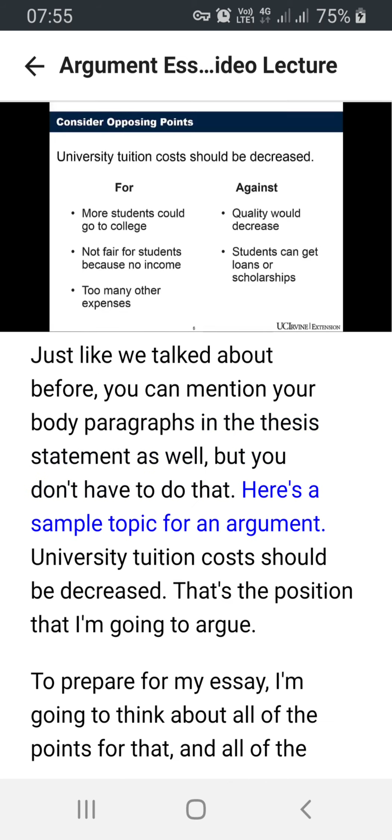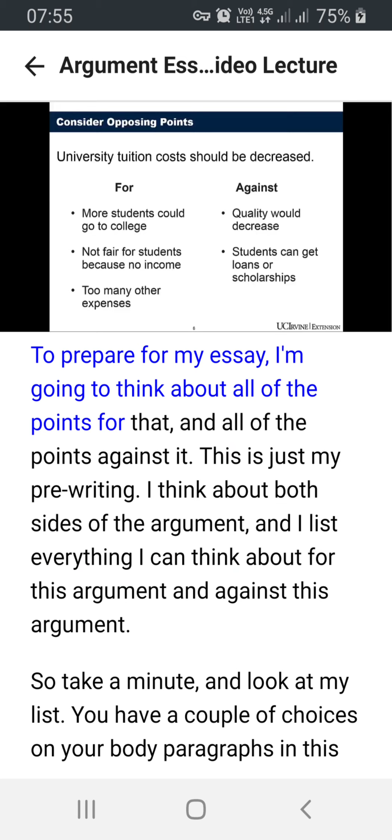Here's a sample topic for an argument. University tuition costs should be decreased. That's the position that I'm going to argue. To prepare for my essay, I'm going to think about all of the points for that and all of the points against it. This is just my pre-writing.